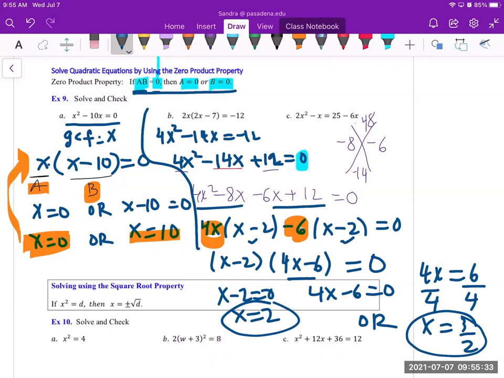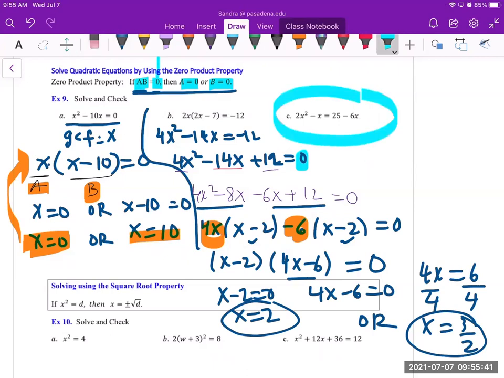You will be responsible for doing the last example. The last example will be this one right here. So that one will be left to you. If you have questions, make sure you ask me during office hours.